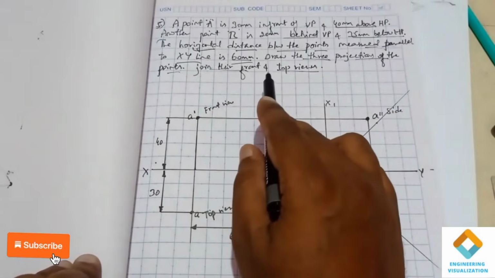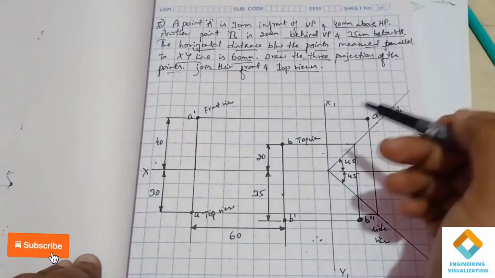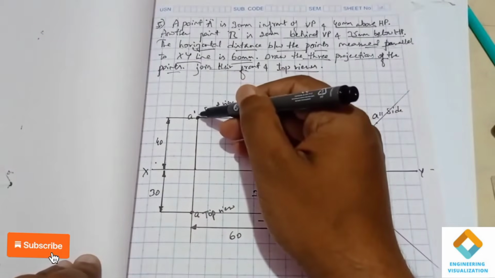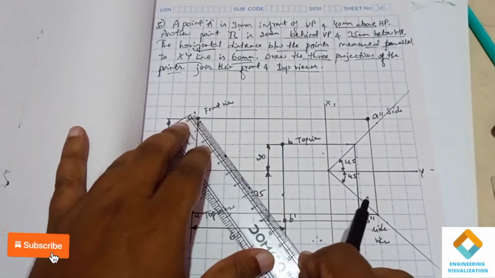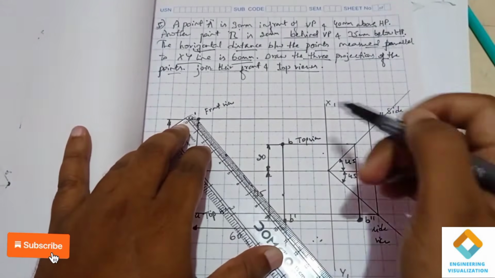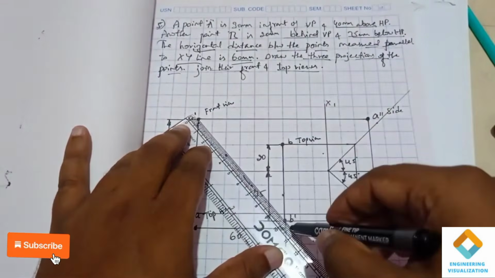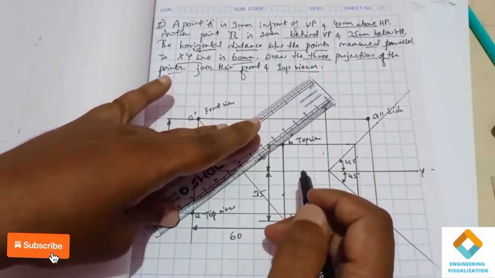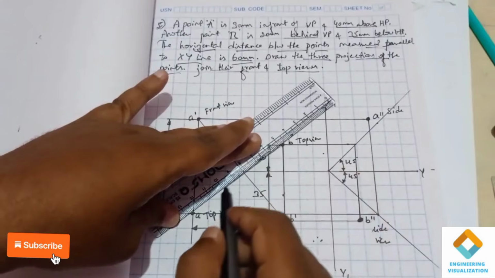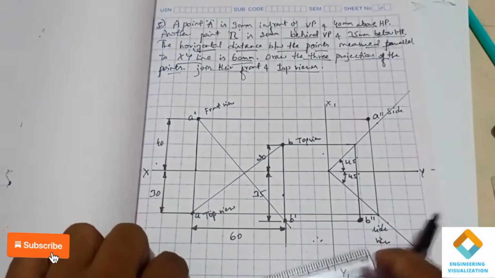Now join their front views and top views. So the front view of A is here and front view of B is here. So I'm going to join their front views and top views with a straight line. I'm going to do that. Okay, and then joining their top views also. Okay, so this completes the problem.